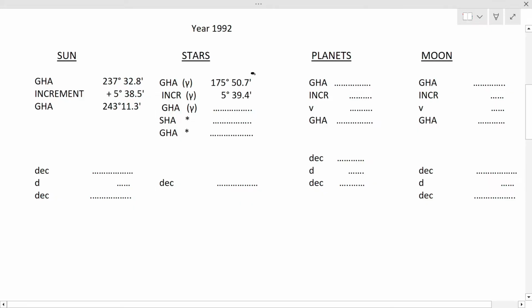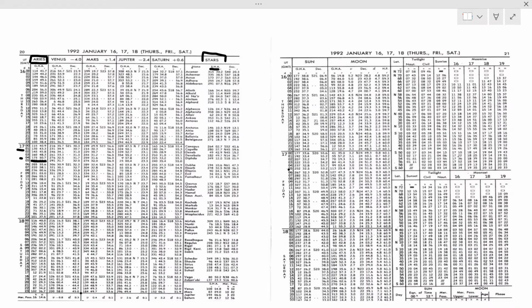After adding both of these values, we will get the final GHA for Aries. The final GHA of Aries is 181 degrees 30.1 minutes. Now we will add the SHA of stars, and then we can get the final GHA of the star. Here you can see they have given the names of the stars, SHA, and declination is given here.